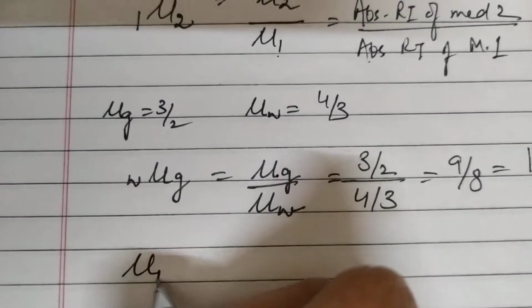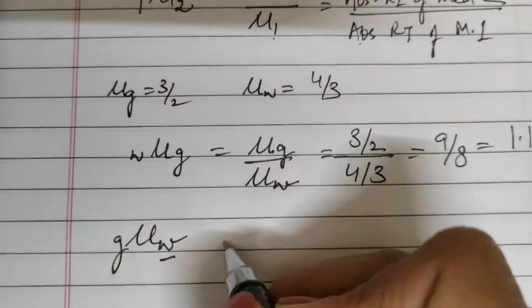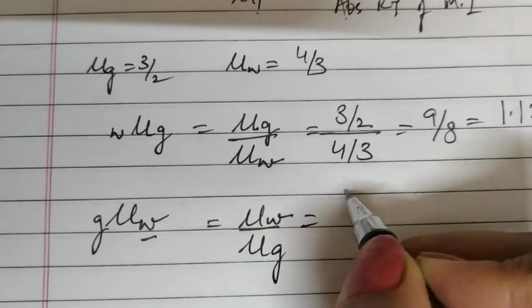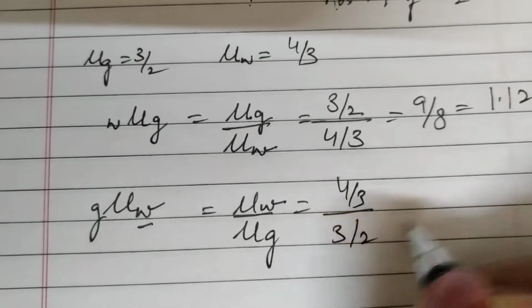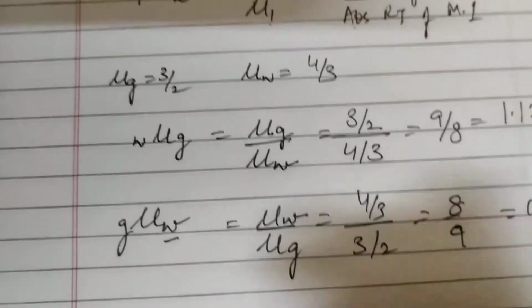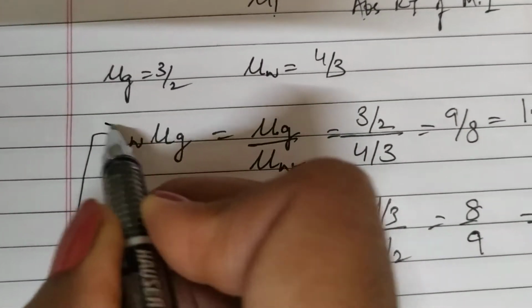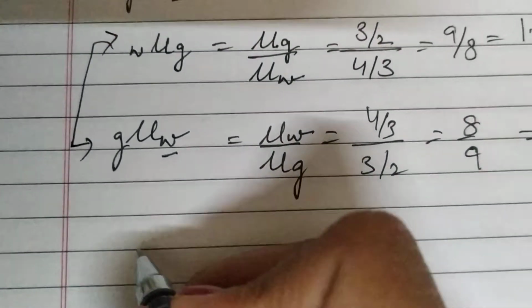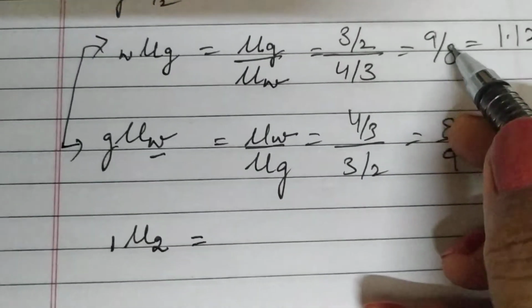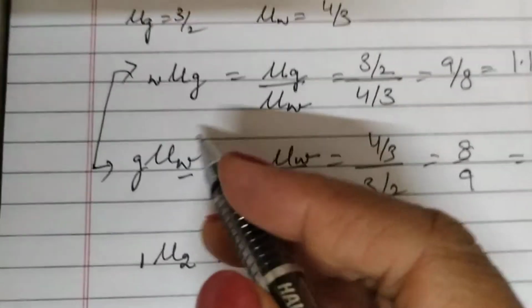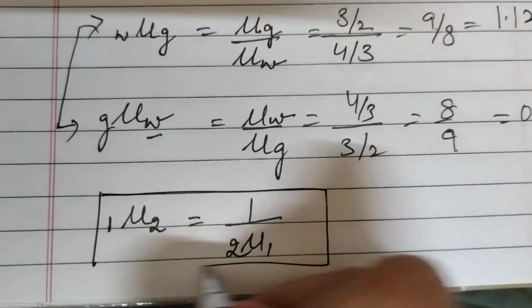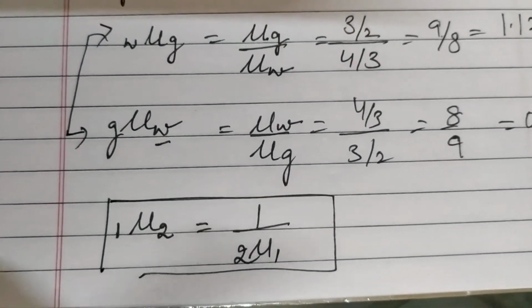Similarly, in reverse, the refractive index of water with respect to glass will be the ratio of mu of water to mu of glass, that is 4/3 upon 3/2, that is 8/9, and the answer will be 0.89. So from these two relations we have learned another formula for refractive index: the refractive index of second medium with respect to 1. You may see 9/8 and 8/9, so these are reciprocals of each other. This is the formula we will study from the reversibility principle.